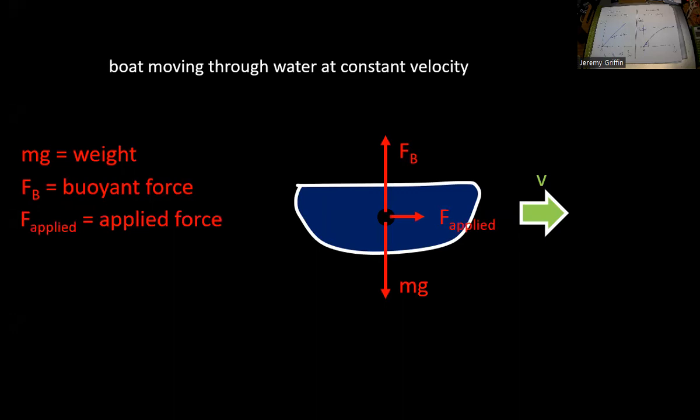There's maybe an applied force, maybe the propellers against the water pushing it forward, and probably a drag force pushing it back. Okay. Notice how all those forces cancel out. The verticals cancel, the horizontals cancel, because I specified constant velocity. So that boat would be in equilibrium, wouldn't it? Constant velocity through the water.